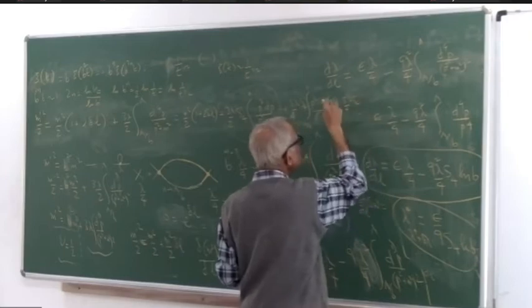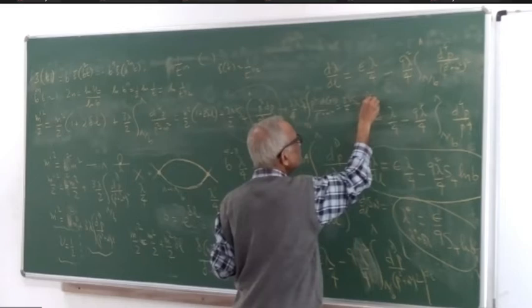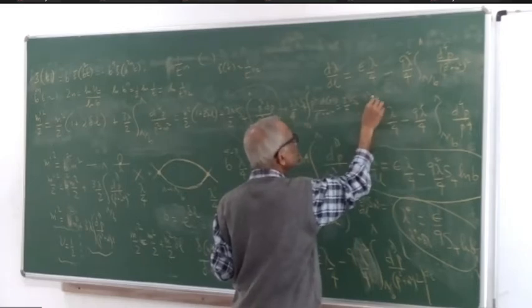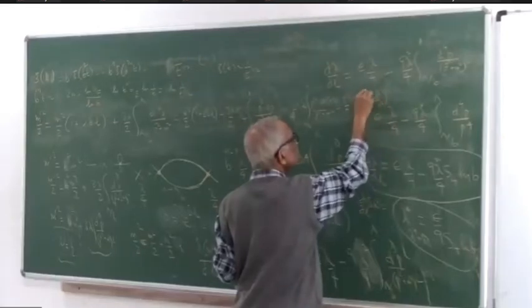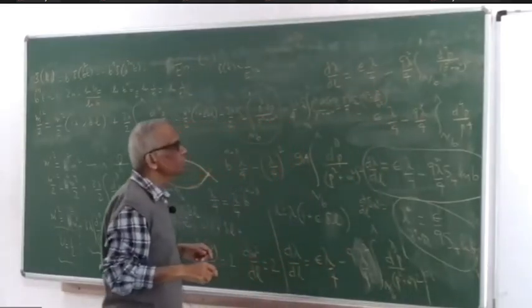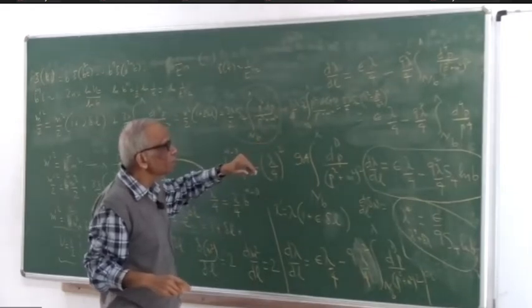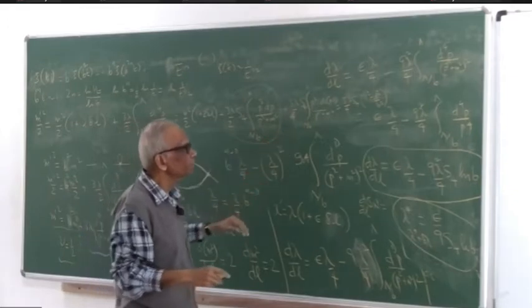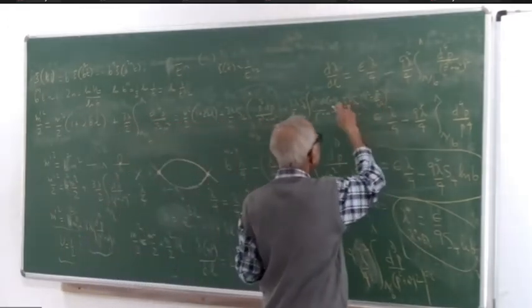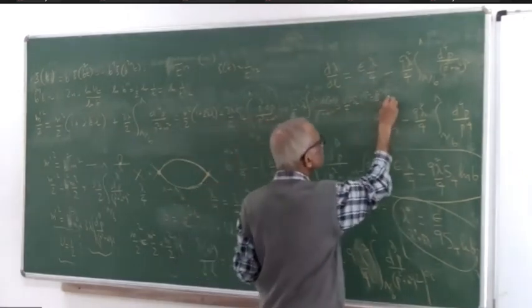This part, from lambda over b to lambda, gives me lambda square minus lambda square over b square. That's the part which comes from here, which has no parameter, which does not have any m square, but the other term is minus m square.